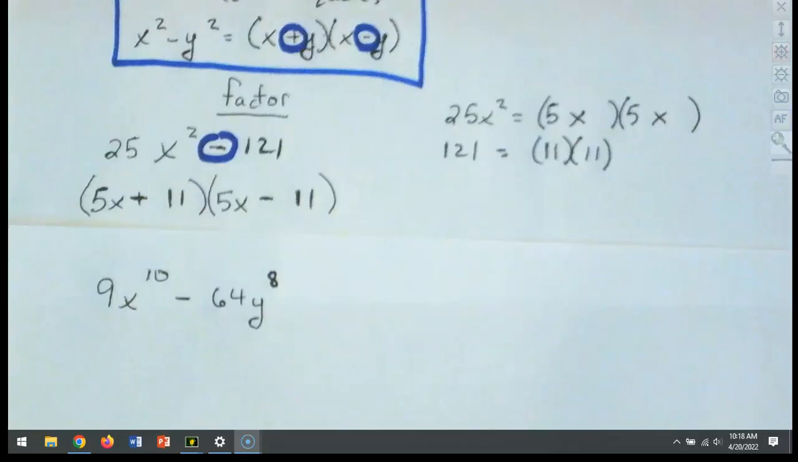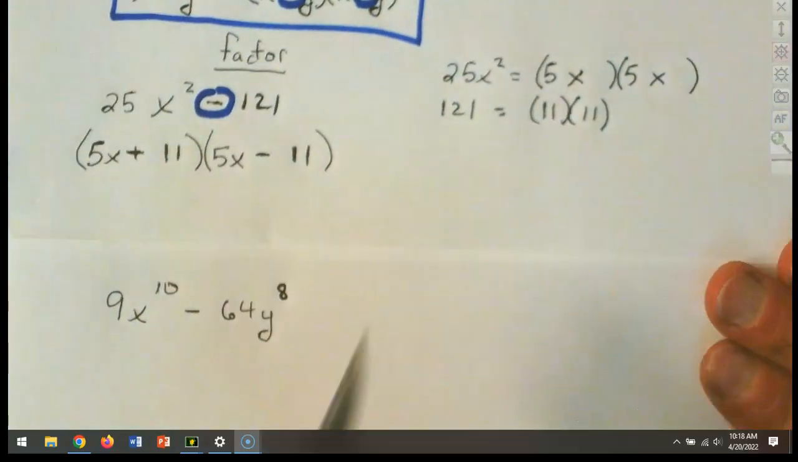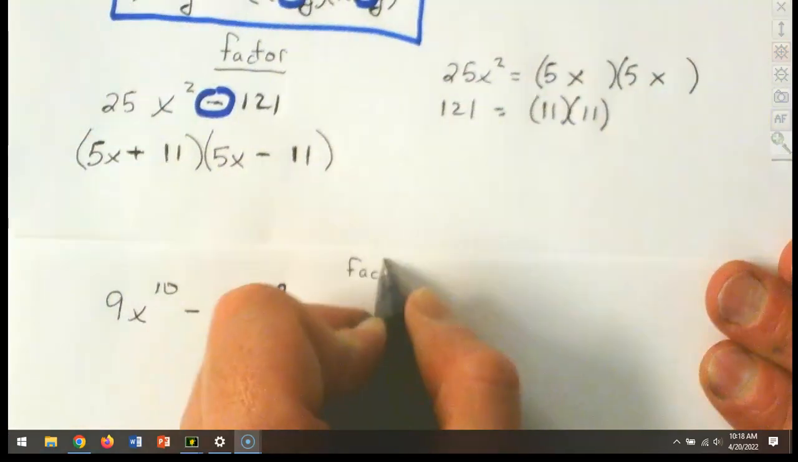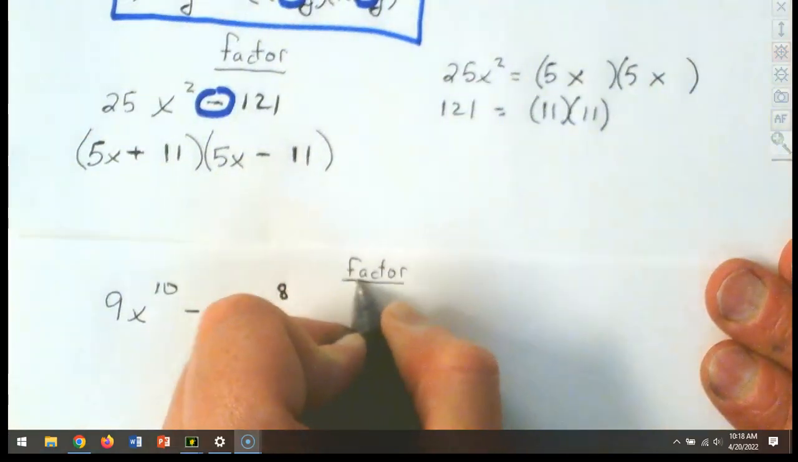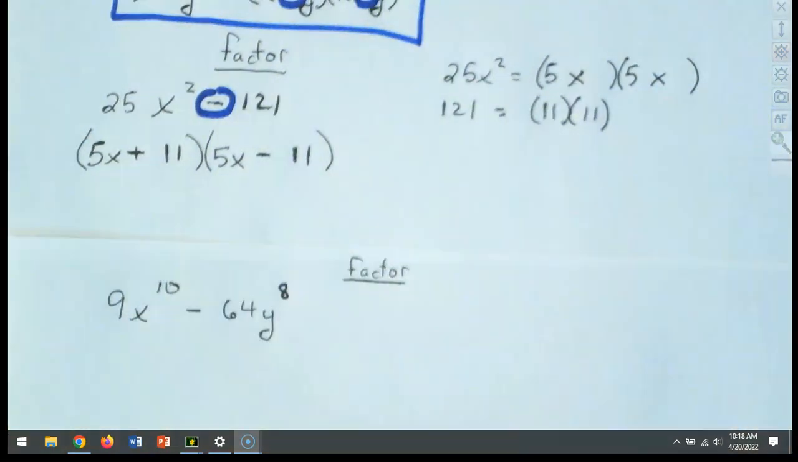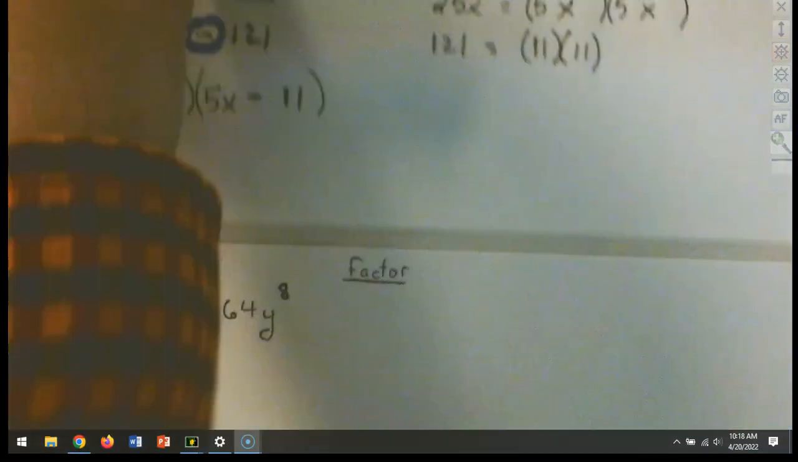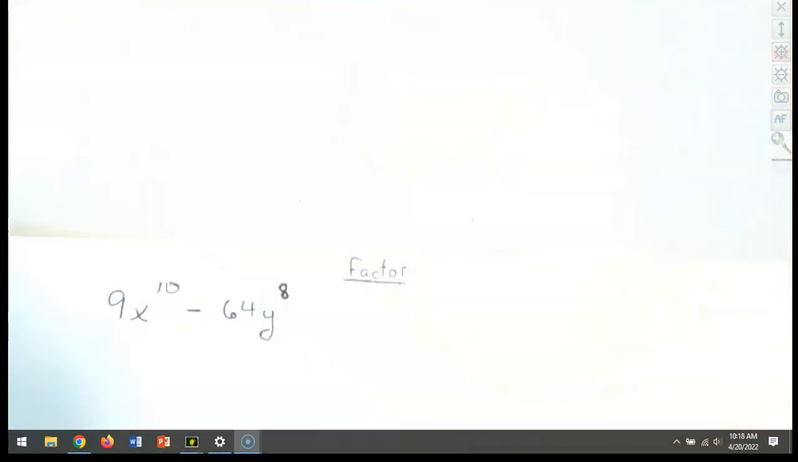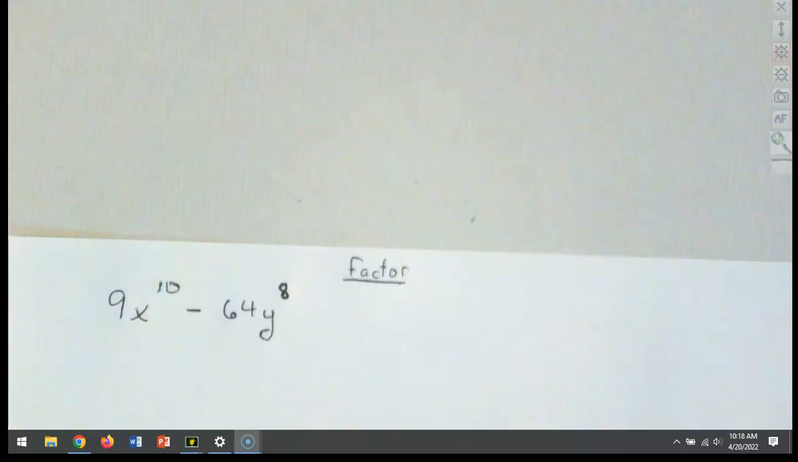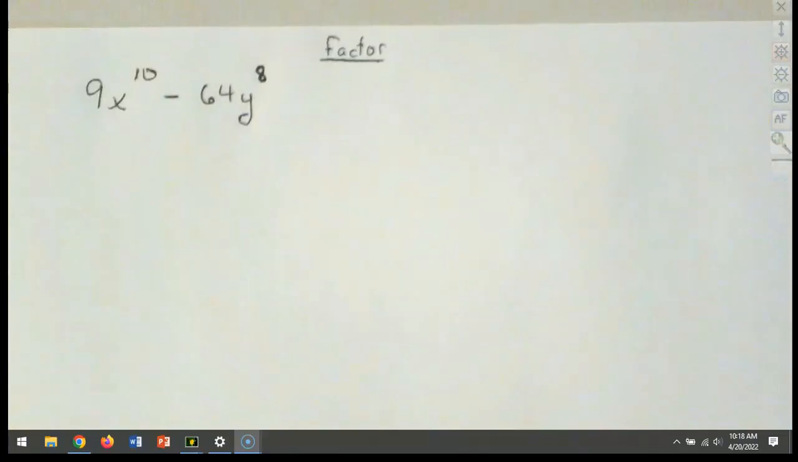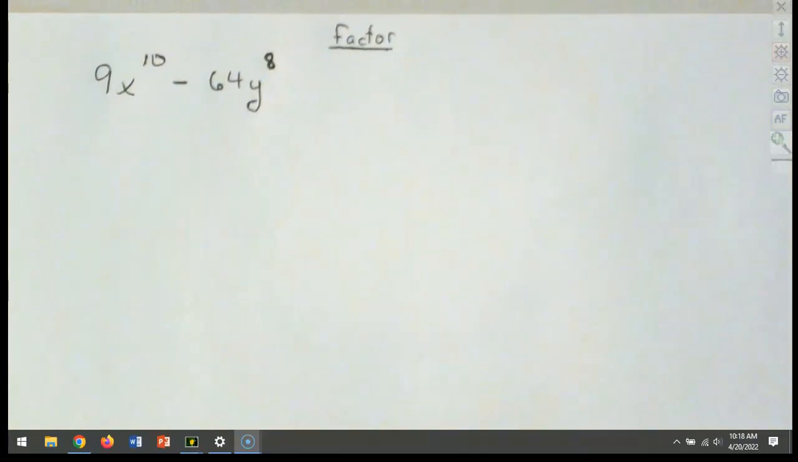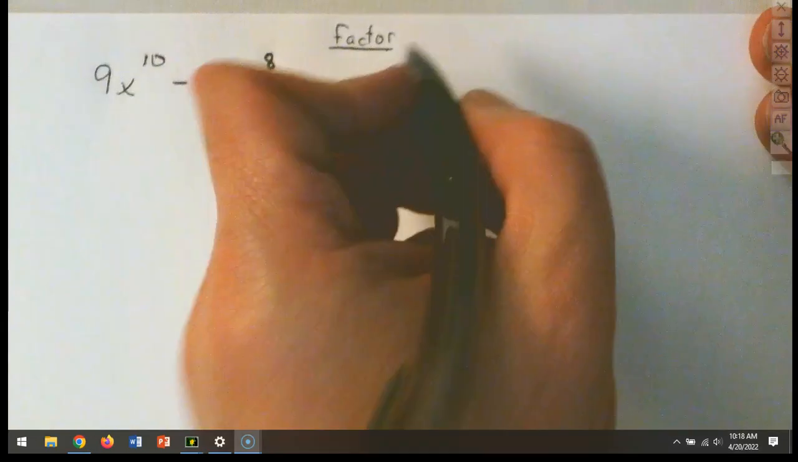Let's look at this one. Okay, we're going to try and factor this one out. Well, when I look at this, I think, okay, is this going to be a difference of squares? It could very well be. And I know that because is 9 a perfect square? Yep. Is 64 a perfect square? Yep. Okay, so let's go ahead and break them down.